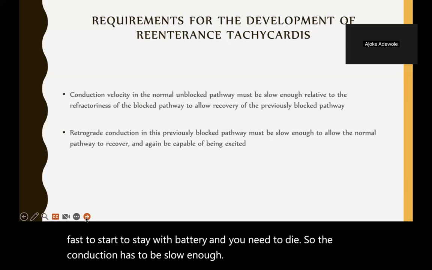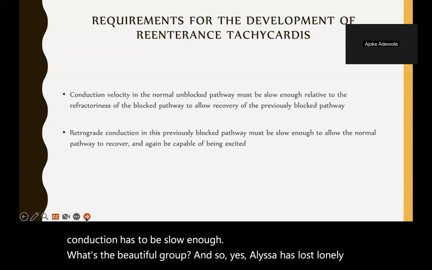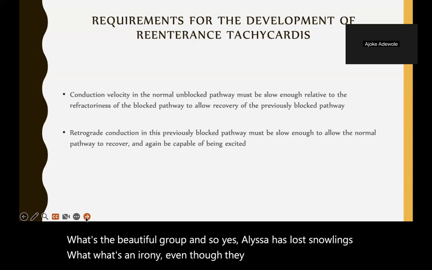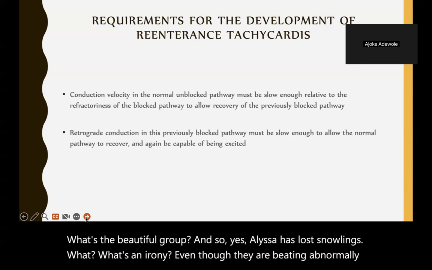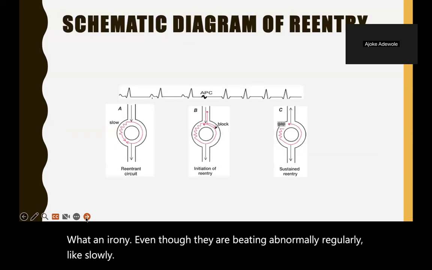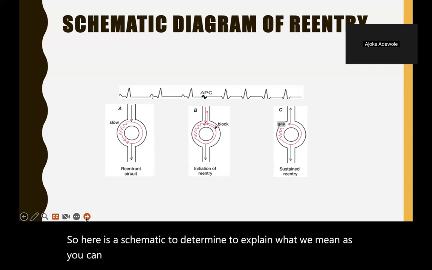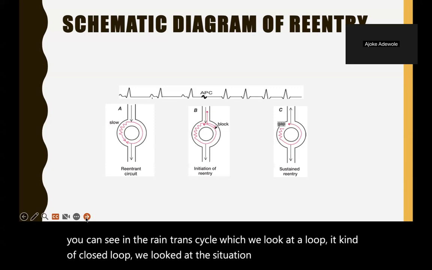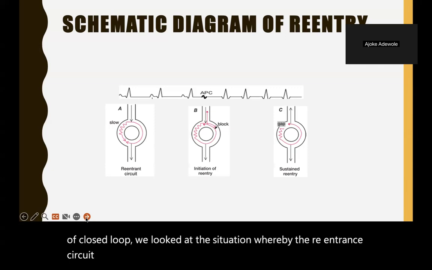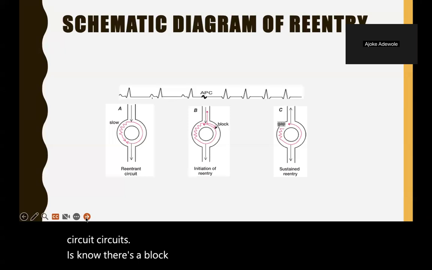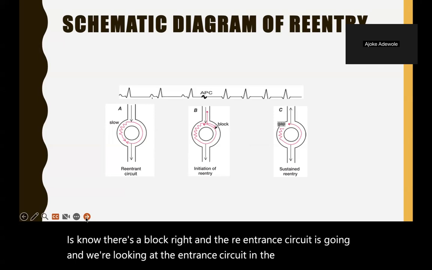And so, yes, arrhythmias love slow lanes. What an irony. Even though they are beating abnormally, irregularly, they like slow lanes. So here is a schematic to explain what we mean. As you can see, in the reentrant cycle, we've looked at a loop, a kind of closed loop. We looked at the situation whereby the reentrant circuit has a block, right? And we're looking at initiation of reentry and sustained reentry.